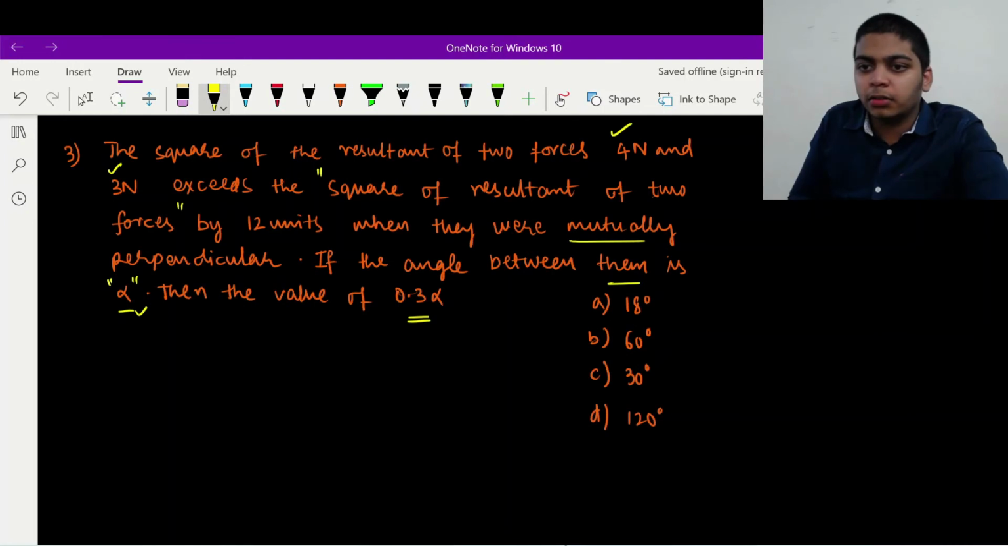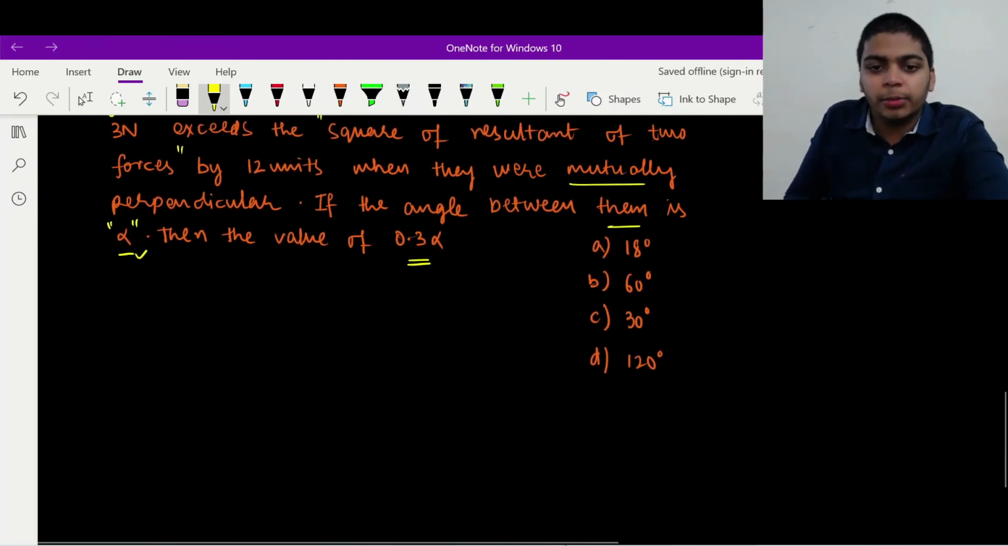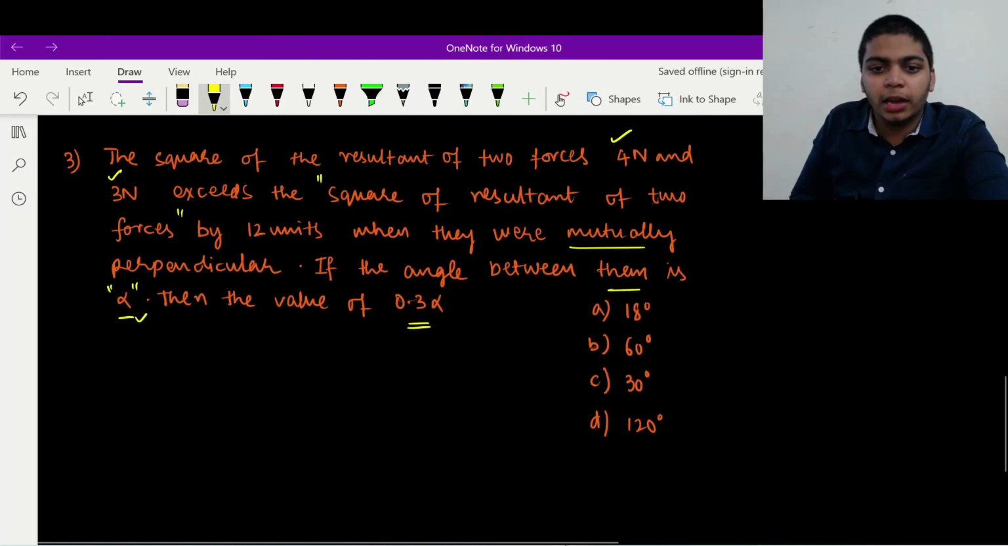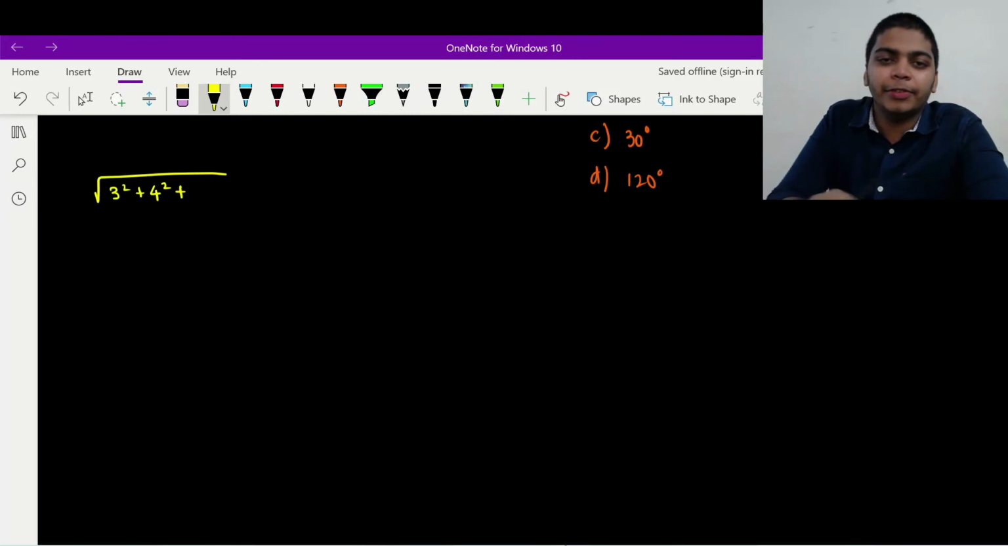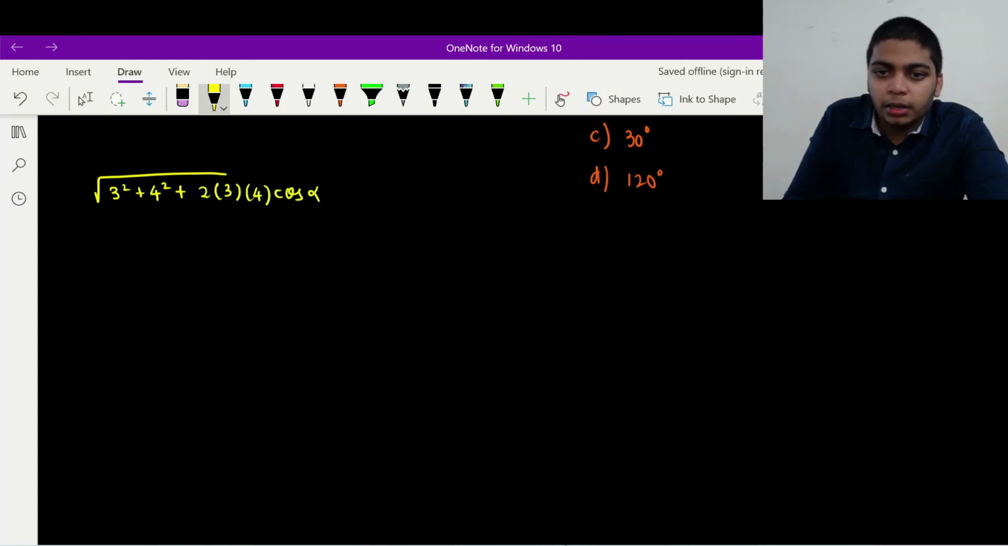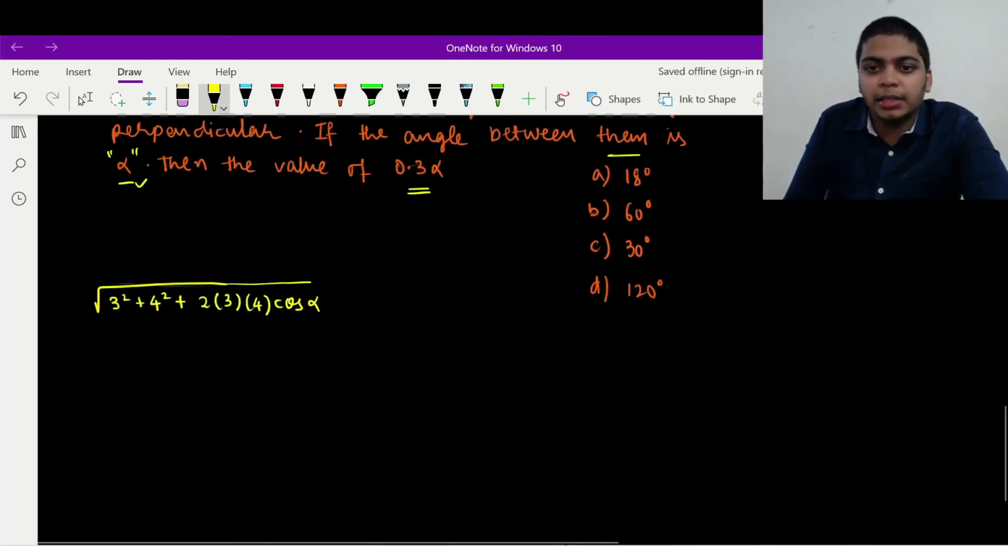So the square of the resultant. Now 4 newtons and 3 newtons, the angle between them in the first case is alpha. From the theorem that we have seen in my previous videos, if the angle between two vectors a and b is theta, the resultant of those vectors is root over mod a square plus mod b square plus 2 mod a mod b cos theta, right? So similarly here, 3 and 4 have some angle alpha, and the resultant will be in this way.